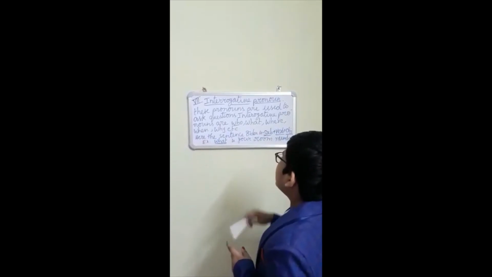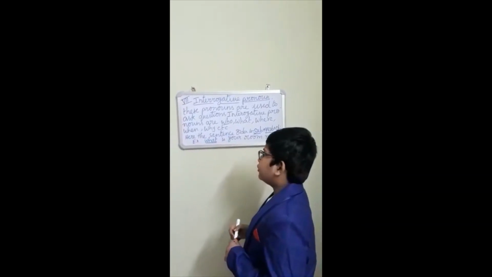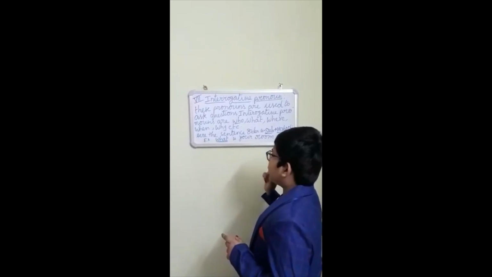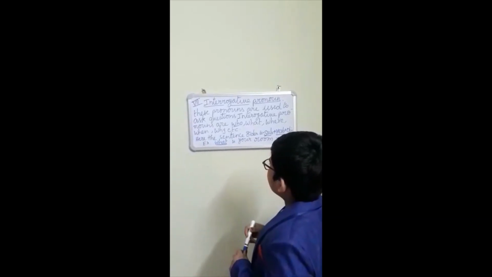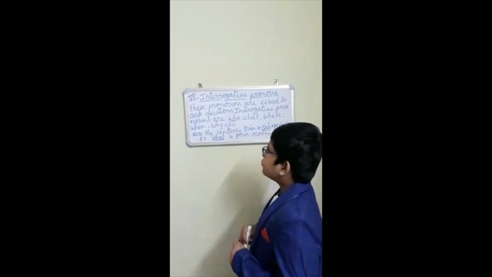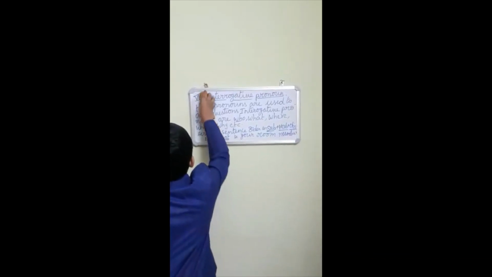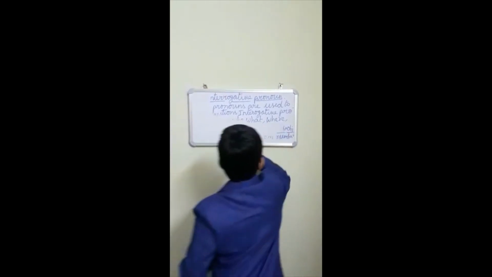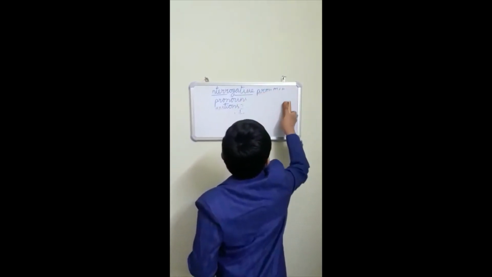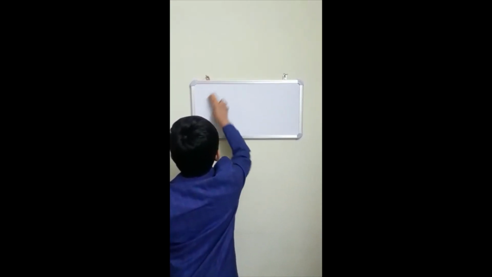Coming to the next one. Where is my school? Here, where is the interrogative pronoun. When will we meet at school? Here, when is the interrogative pronoun. Why didn't you come to school yesterday? Here, why is the interrogative pronoun. Coming to the next one.